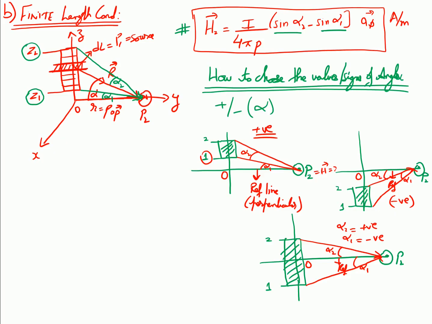So these are the tricks that you can use to figure out the signs of alphas when finding the magnetic field intensity when the source is a finite length conductor. Now let us look at an example and better understand these angle signs.